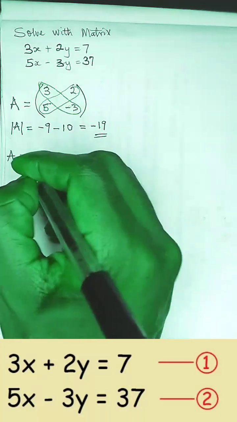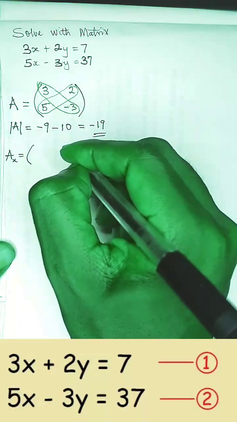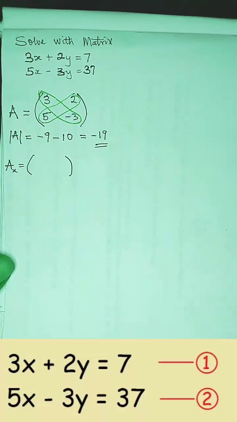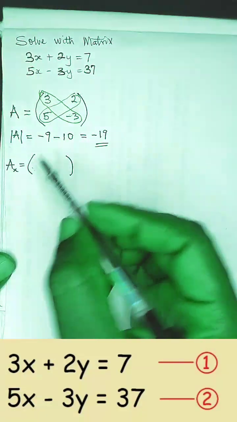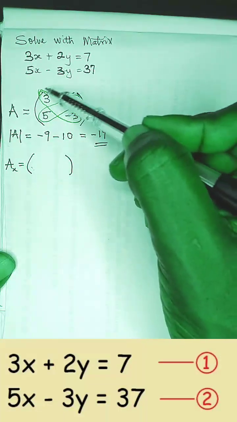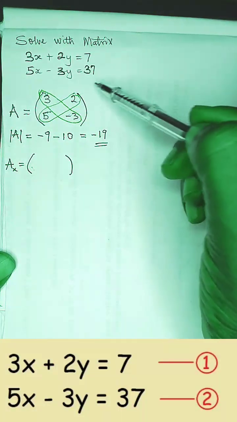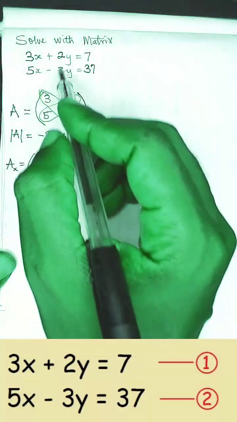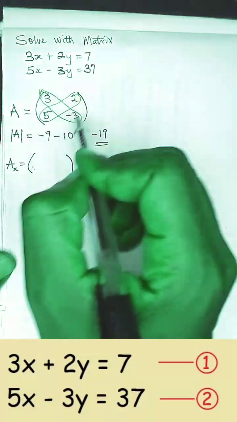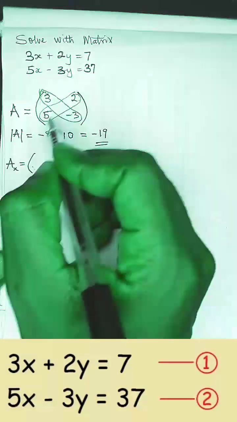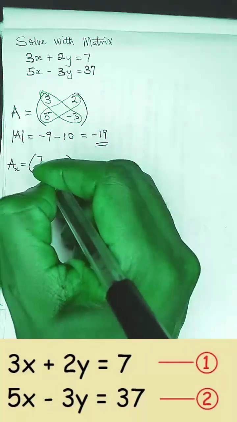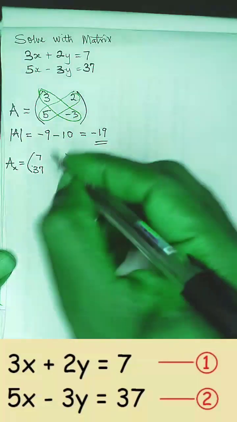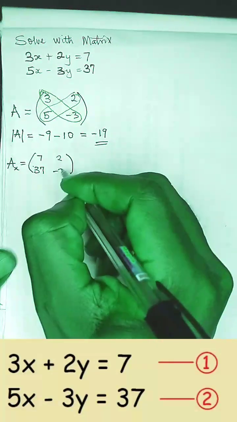Now the next thing I'm going to do is get my A subscript X matrix. Now what is this A subscript X? It simply means a matrix you get when you replace this X coefficient column by these constants on the right hand side. So I'm going to put back this matrix A, but this time I'm replacing my X with 7 and 37. So you see I've replaced my X column. I'm going to still put down my Y column.